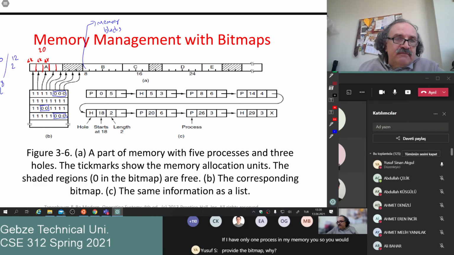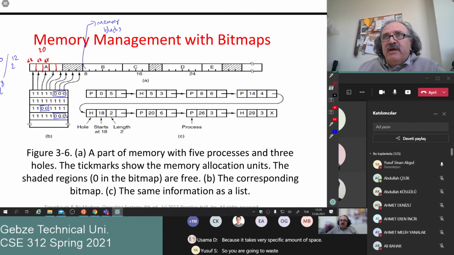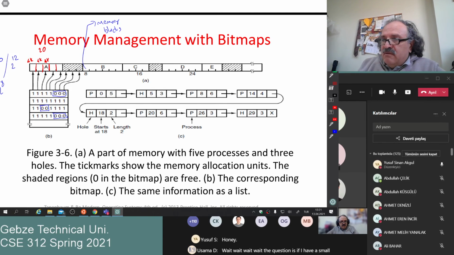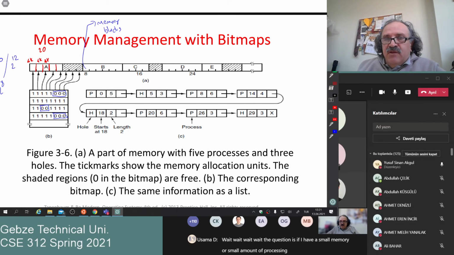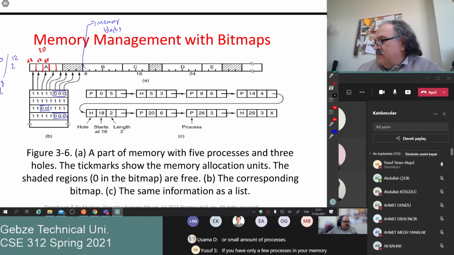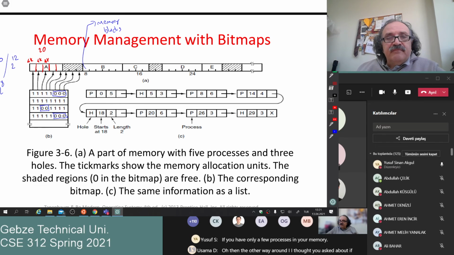Because it takes a very specific amount of space. So you are going to waste your 256 bits, doesn't matter how many processes you have. The question is if I have a small amount of processes. If you have only a few processes in your memory. Oh, then the other way around. I thought you asked about if I have a small amount of memory.